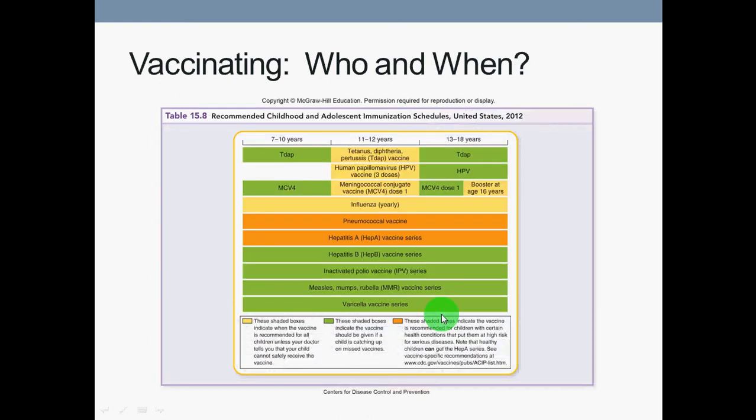As children get older, they get even more vaccinations, like HPV, that's human papillomavirus. That one is recommended for teenagers. Also the polio vaccine and the pneumococcal vaccine.